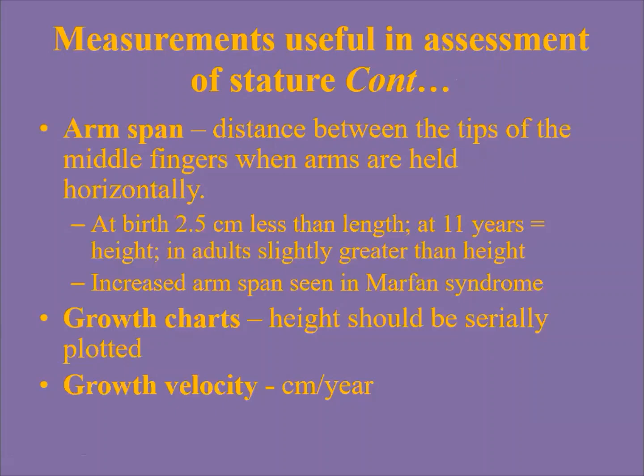Now let's look at arm span. Arm span is the distance between the tips of the middle fingers when the arms are stretched out and kept horizontally. And like body proportion, the arm span also changes from birth to adulthood. At birth, the arm span is 2.5 centimeters less than the length. At 11 years of age, it is almost equal. And in adulthood, it is just slightly less than the height. Generally speaking, we can say in an adult, the arm span is equal to your height. Increased arm span is seen in Marfan syndrome.